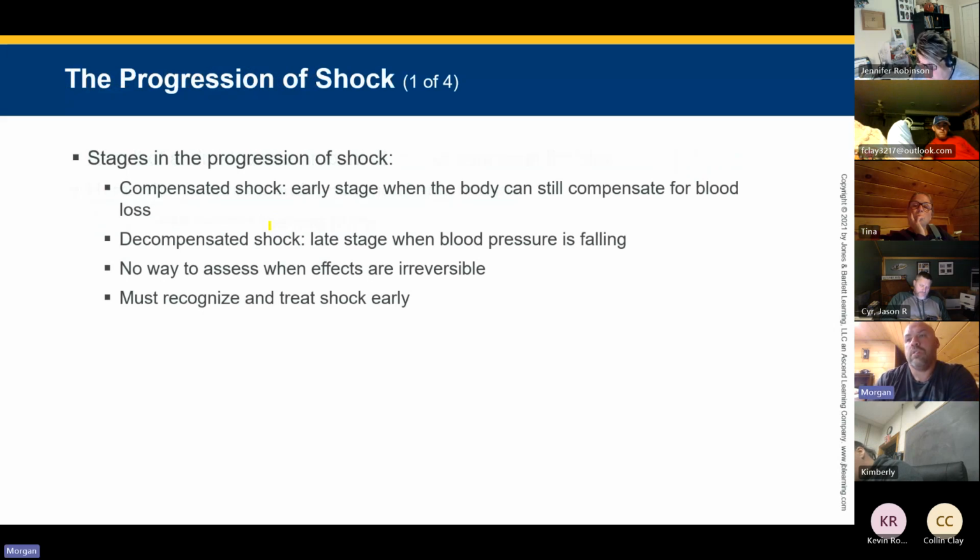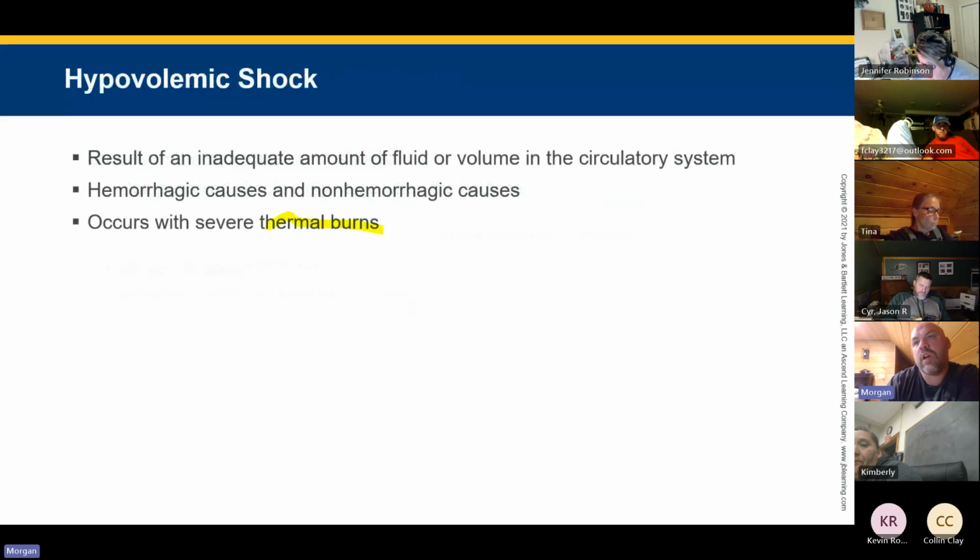So any questions about distributive shock, hypovolemia? That's when, if you do have a 2-inch hose but your tanker isn't there yet and you're losing water, it's not going to work very well. Good analogy? Right. You're not going to get much water on that fire.